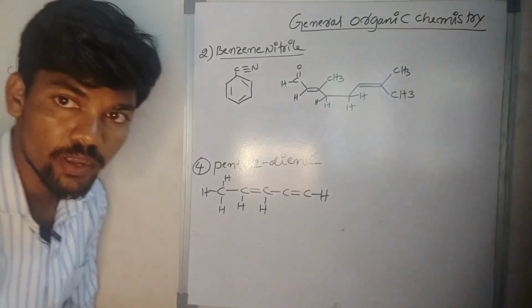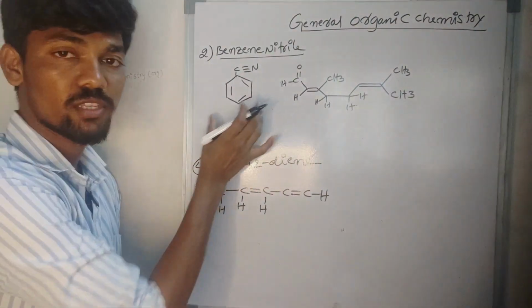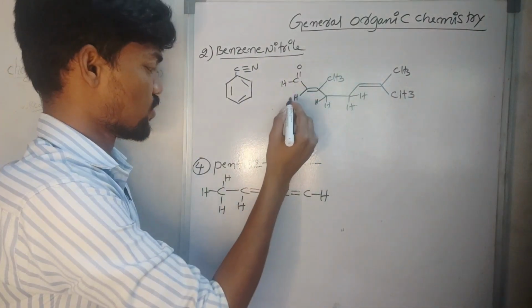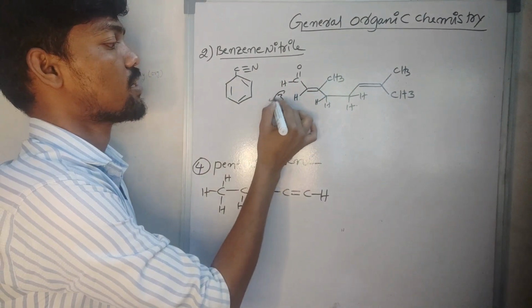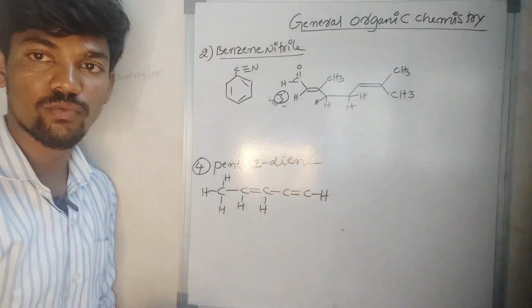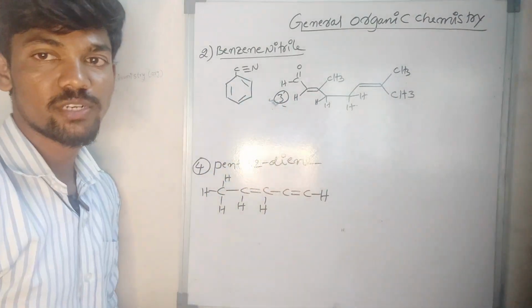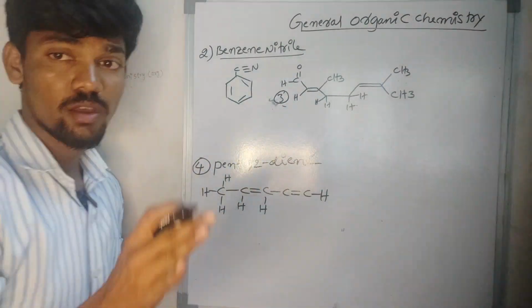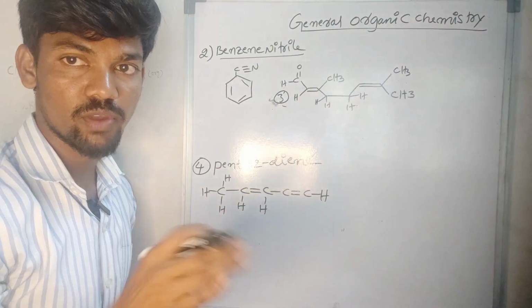Coming to this, some compounds are given. We have to remember them. First one, this is called benzonitrile. This is another compound, this is the second, this is the third compound, and this is the fourth compound we have given. Tell me how many hydrogens are there. We have to find out how many sigma bonds and how many pi bonds will be there.